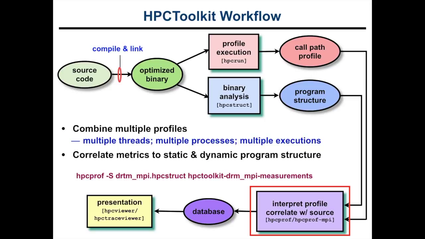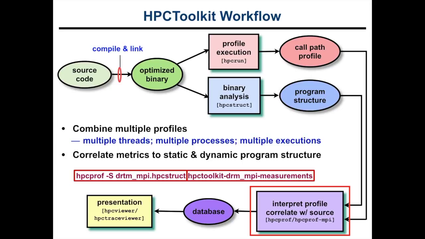To combine program structure with the performance data collected, HPC Toolkit provides a utility called HPCProf. HPCProf is capable of combining profiles of multiple threads, multiple processes, and so on. HPCProf takes the structure of the program extracted using HPC struct and measurements taken using HPC Run and combines them to create a performance data database.